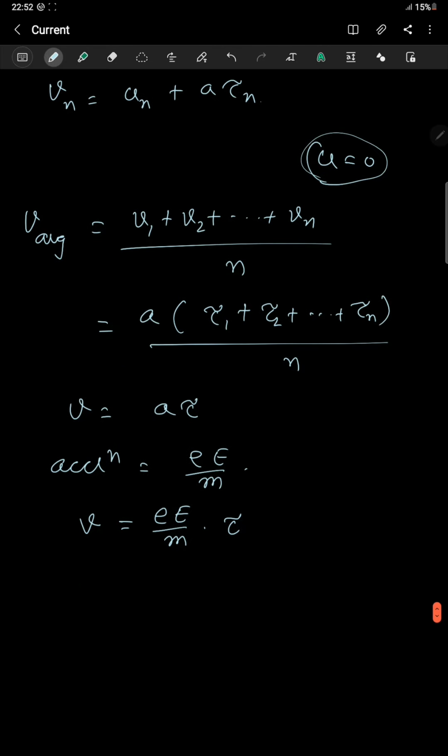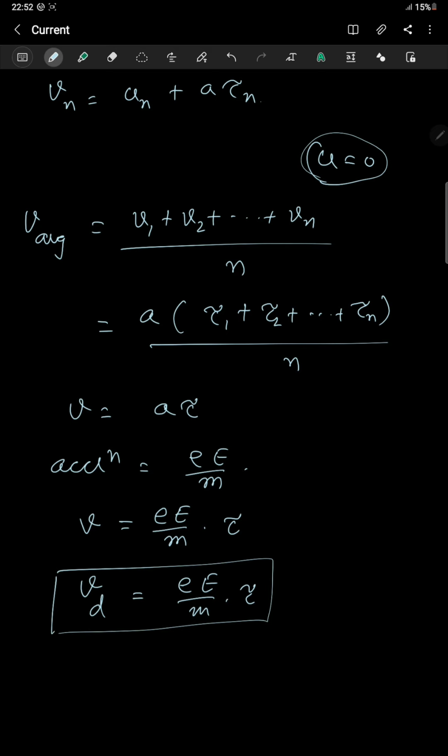So finally I can write for drift, this V is nothing but the average one, and the average one is your drift velocity. So Vd is equal to eE by m into tau. So this is the expression which you have to remember. Using this expression, you can find out the current and drift velocity relationship.